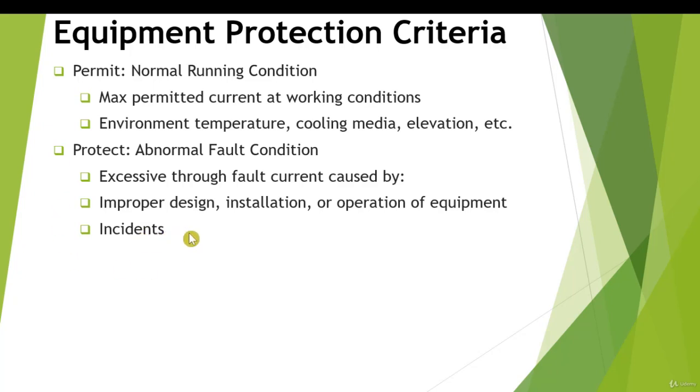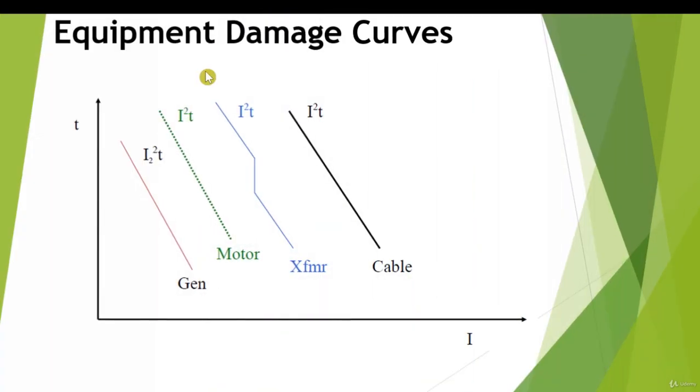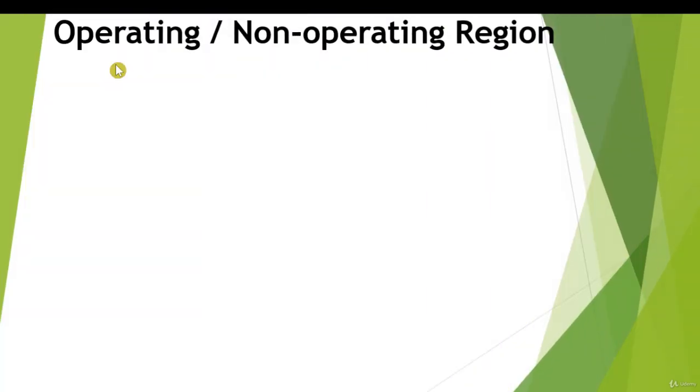through various incidents. As you are aware, all the electrical equipments have their maximum operating limits, also called the damage curve. Such damage curves have to be plotted for various electrical equipments in the time current characteristics. Here we will understand the operating and non-operating region for protection relay.